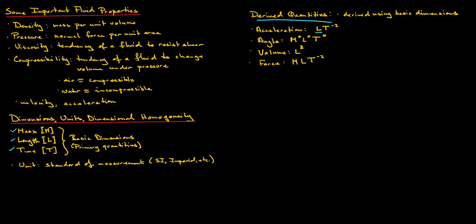Angles in radians, for example, do not have any dimensions. A volume is a dimension of length to the power of 3. And force, as we know, is equal to the mass times the acceleration. So we have a mass, and an acceleration is a length divided by time squared. So MLT to the negative 2.